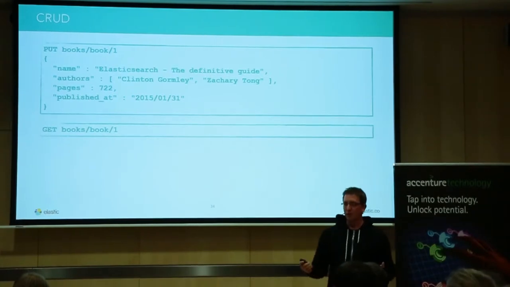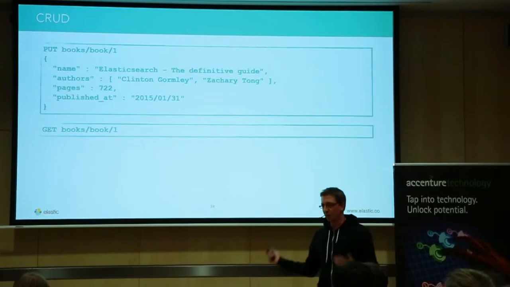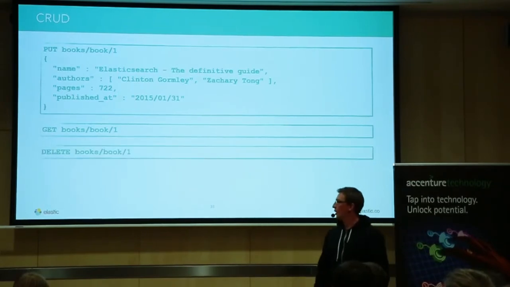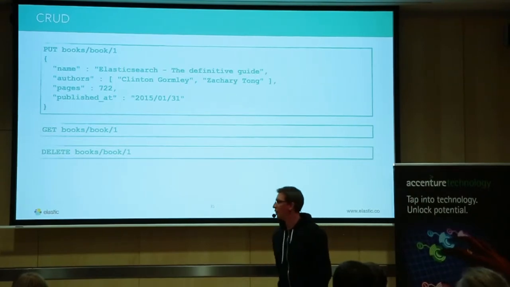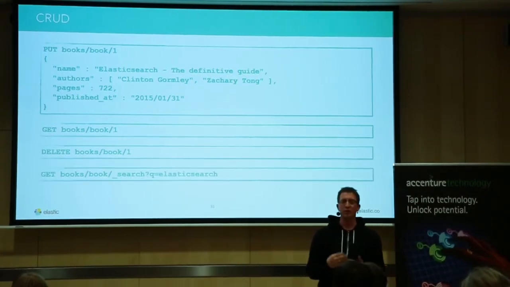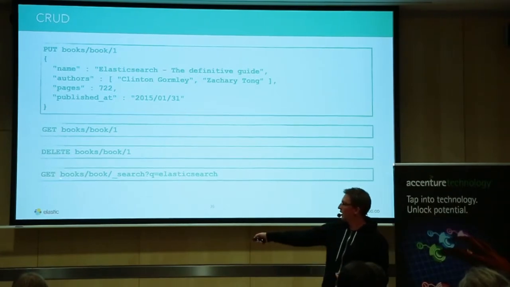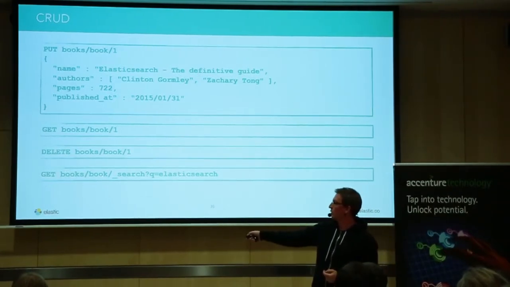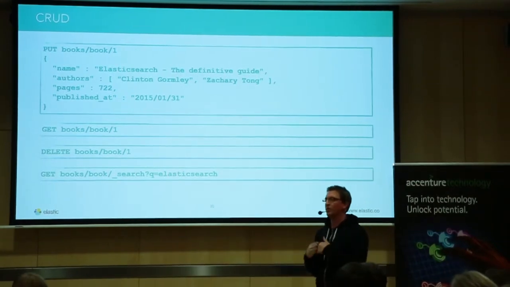Second thing you can do is you can get this document back after you stored it. So that's the read operation of CRUD. There's also an update API if you want to update a document. But where it gets more interesting is searching for data. So what happens here is, again, we are using the index books. We're using a type book. So every document has a type. And a type is just some sort of description.